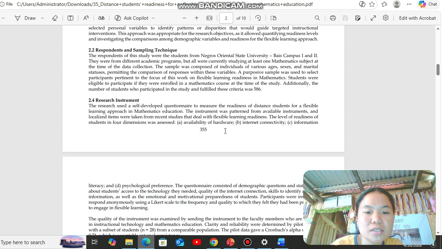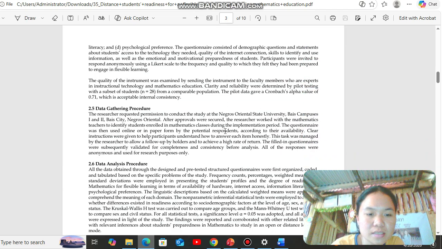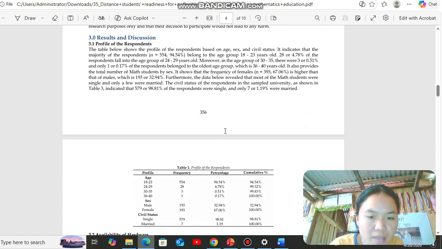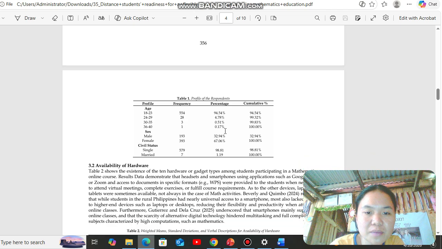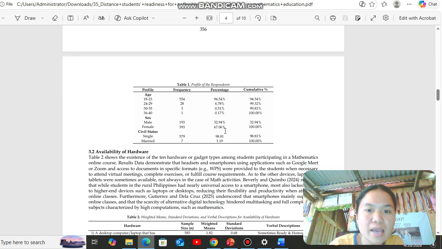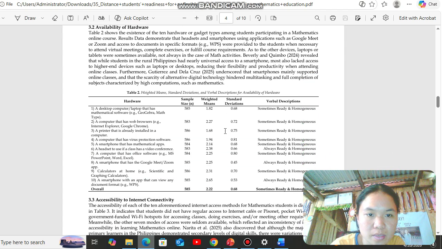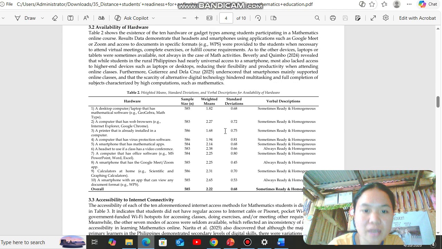Okay, proceed to the result of the study. Table number 1 is the profile of the respondents. Age of the respondents is between 18 and 40. Most of the respondents are single. Table 2 shows the weighted mean, standard deviations, and verbal descriptions for availability of hardware.